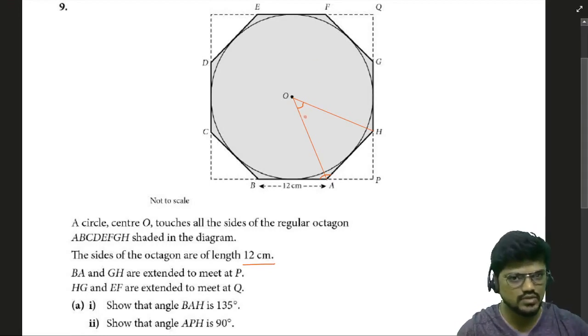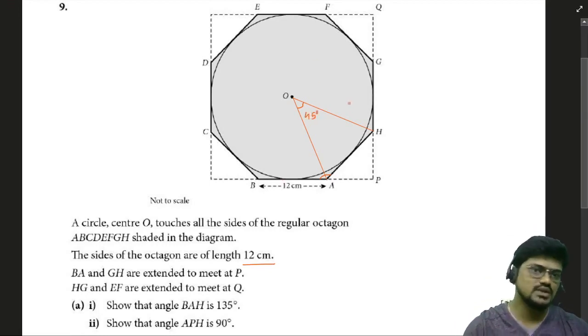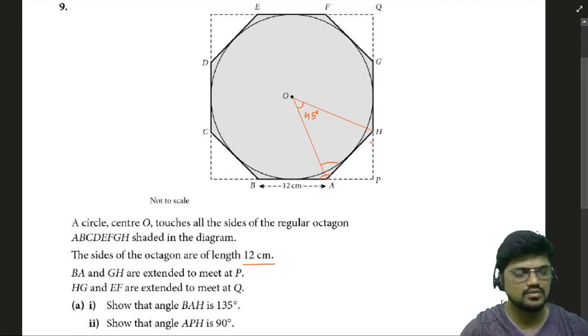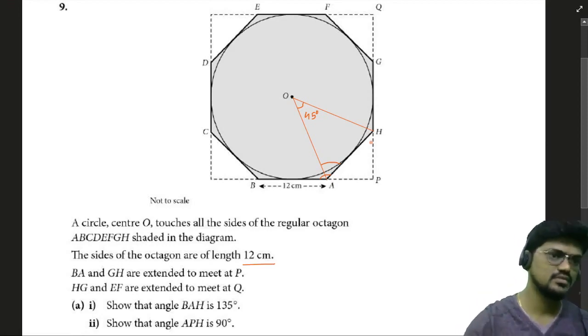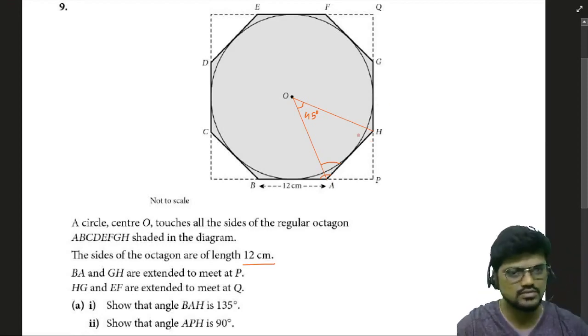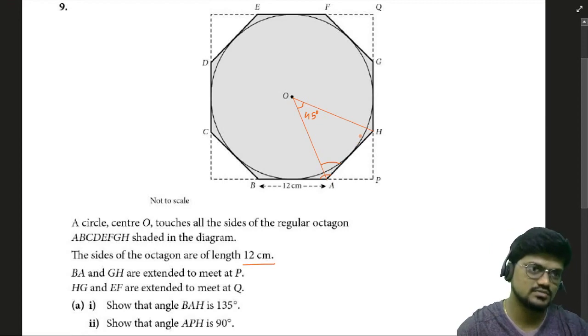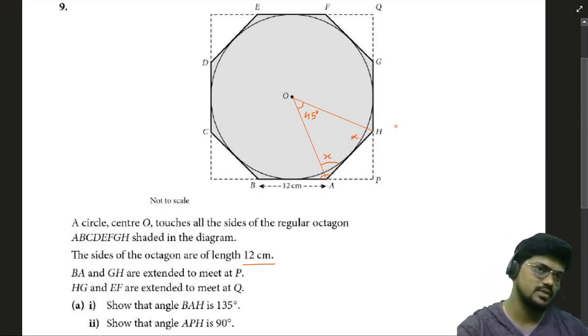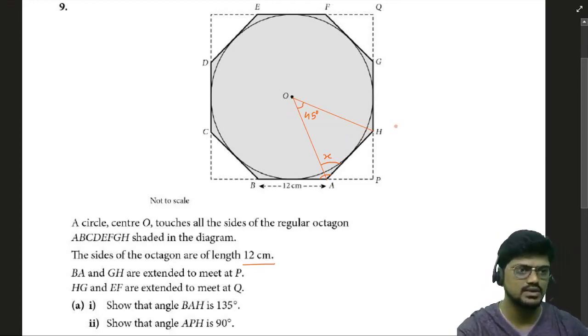Exactly. So that's why this will be 45. Once you get this angle, what will be this angle? 135. I'm asking you, 180 minus 45, divide by 2. Exactly. It's an isosceles triangle, no? If this is x, this will also be x. Then 2x plus 45 will be equal to 180. Then x will be equal to 180 minus 45 divided by 2. So that gives you how much?